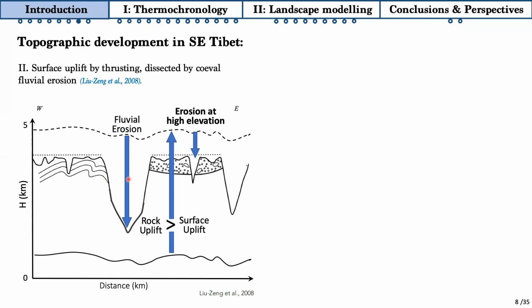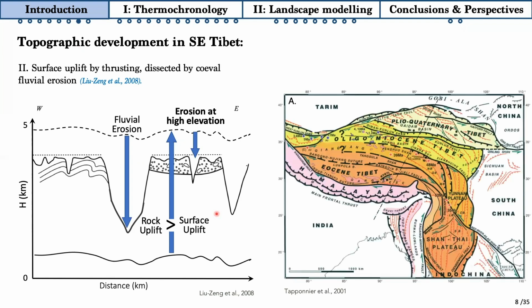They observed in their model not very strong, but considerable erosion on the low relief surfaces at high elevation, as we can see here. And evidently, the rock uplift is larger than the surface uplift. This uplift pattern comes from the rigid block extrusion model of Tapponnier, which predicts localized deformation along the major tectonic structures here, and also a southeastward extrusion of the Indochina block during the Oligocene.